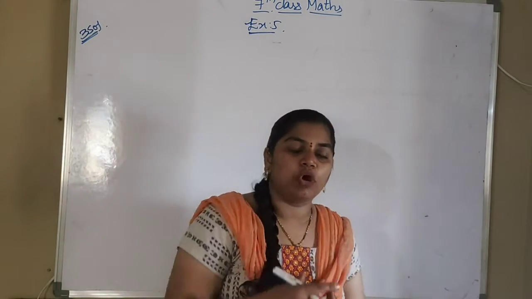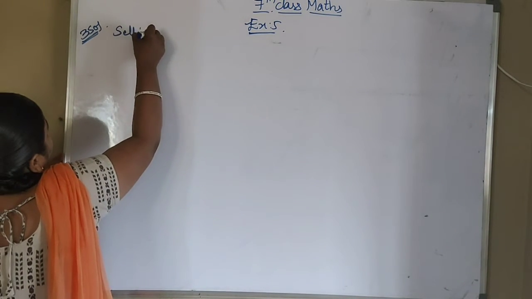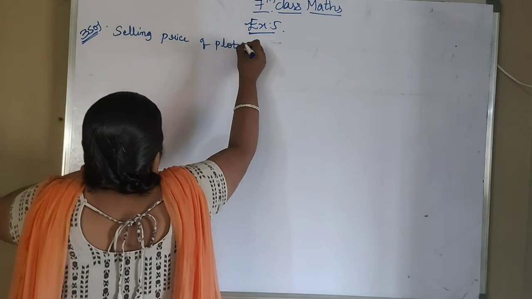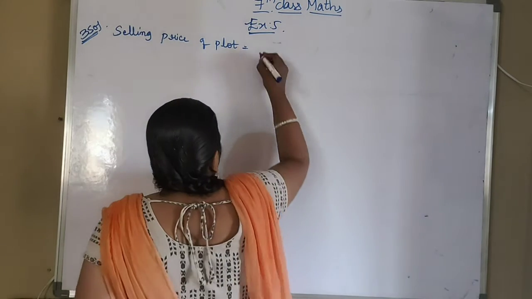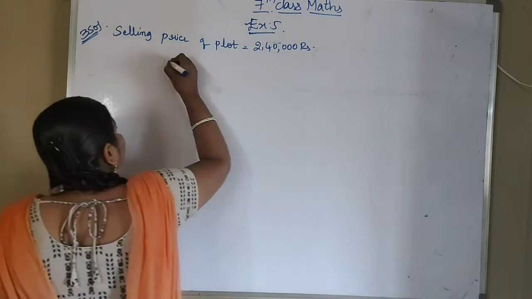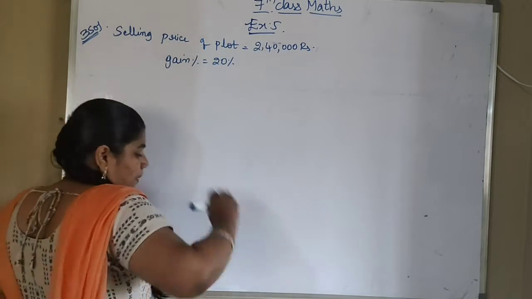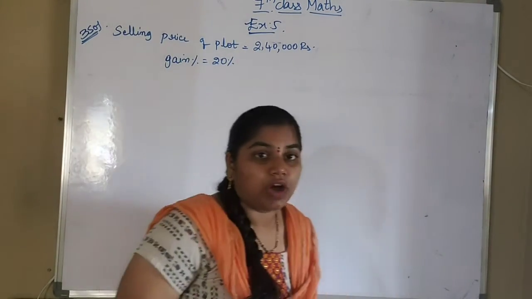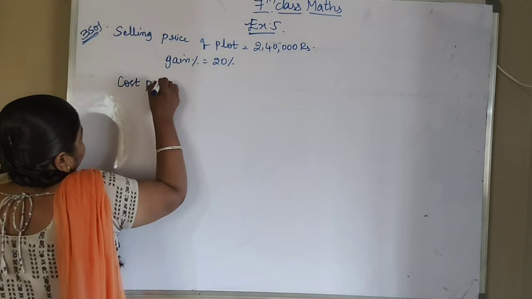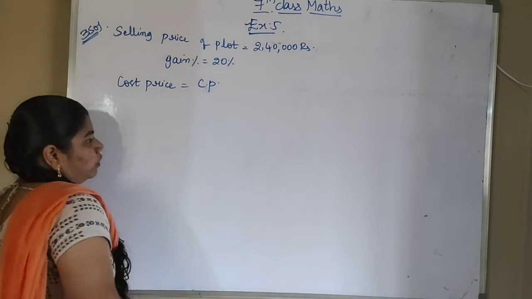He sold a plot. Sold is nothing but selling price. So the selling price of the plot is 2,40,000. And the gain percentage is 20%. Now what do we have to find? For how much he purchased it, that means the cost price we have to find. I am taking it as CP only.